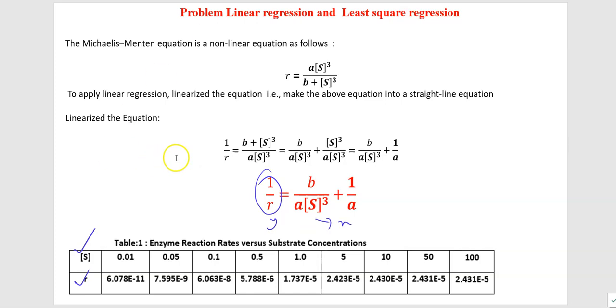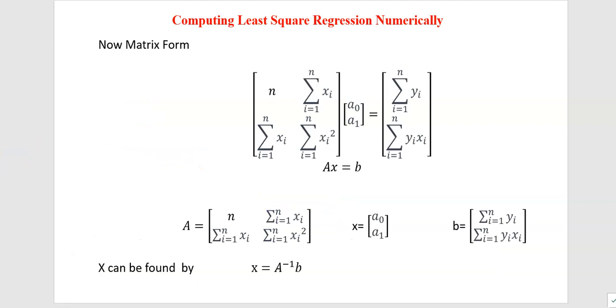In the last video I showed you how to compute least square regression numerically. If we apply the theory, we get one matrix: n, the number of data points, summation of xi, summation of xi squared, with a0 and a1 as the unknowns, and summation of yi and summation of yi xi as the b matrix. So there is an A matrix, a b matrix, and the unknowns. If we do A inverse times b, we can easily get the unknowns.